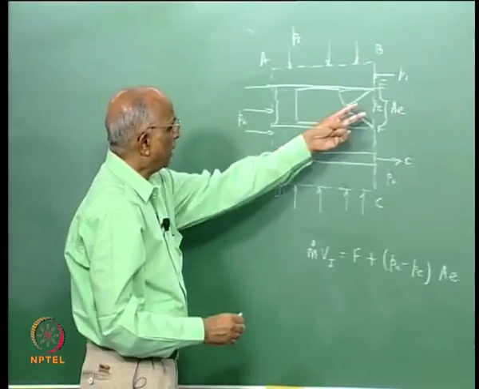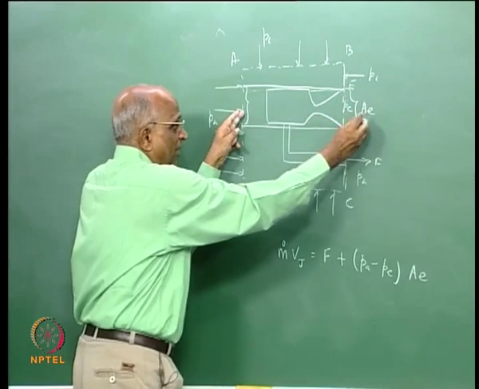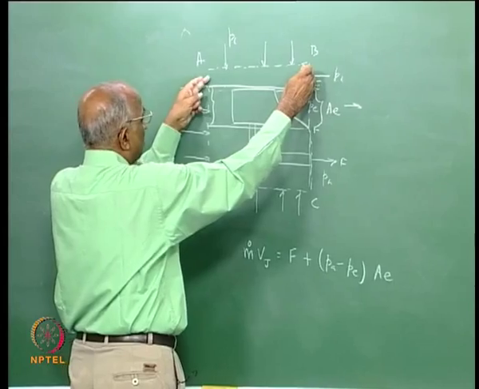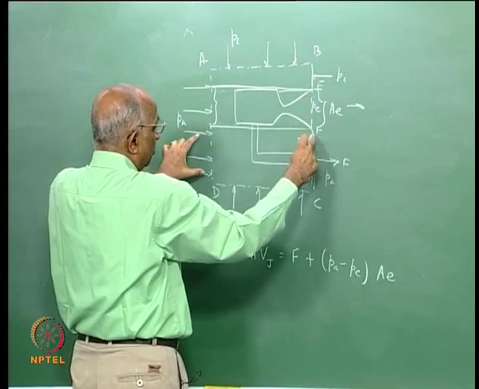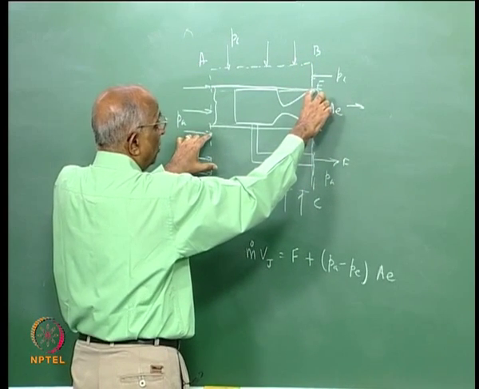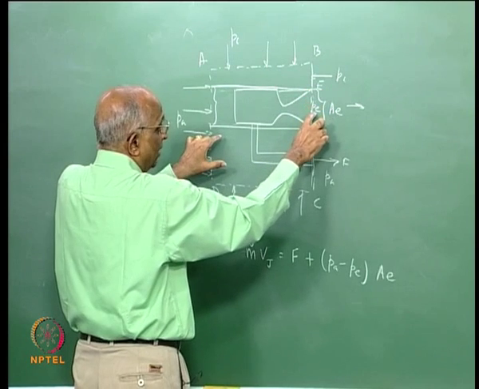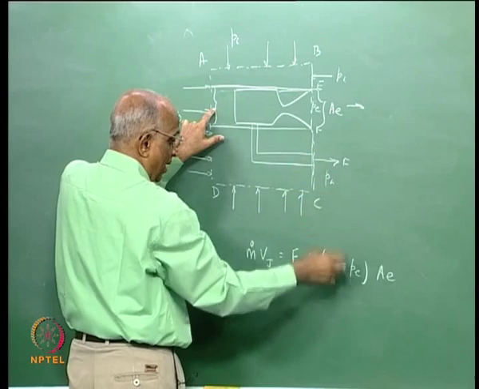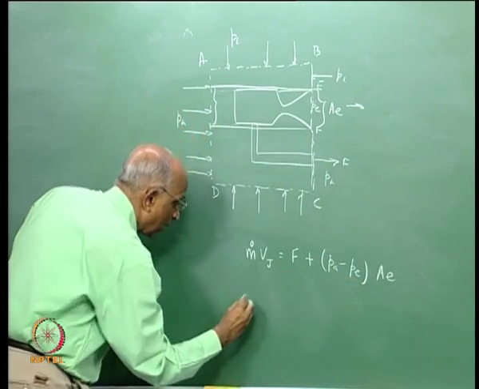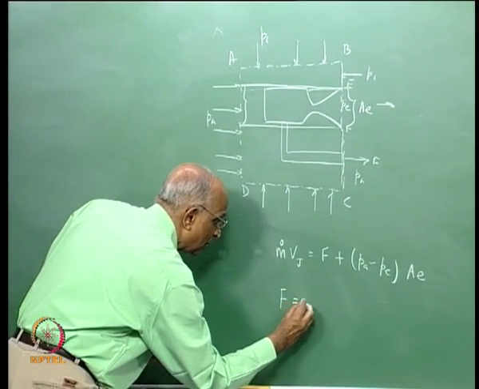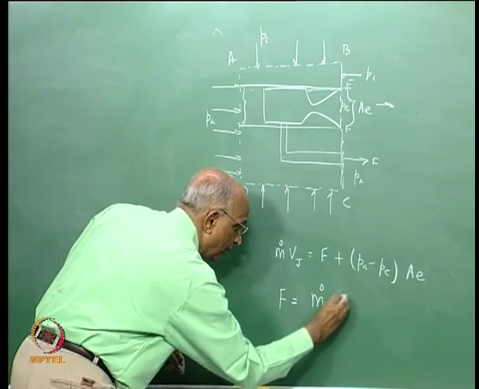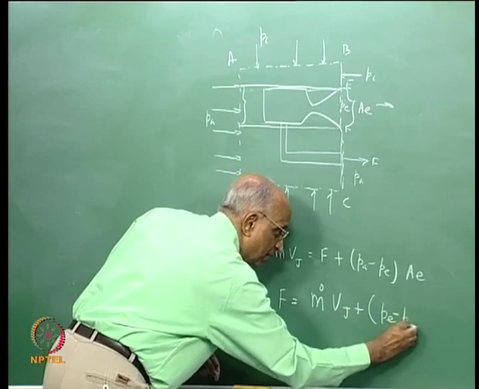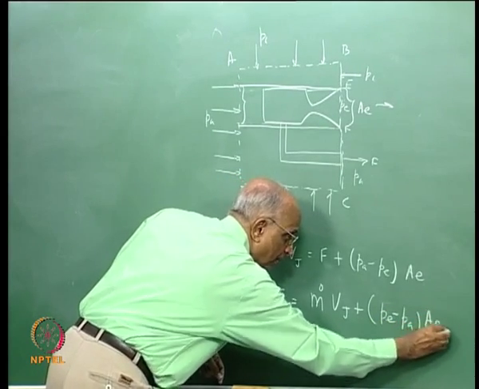Pa minus Pe, this is the unbalanced force in the axial direction, because in all other cases this pressure balances this part, this part balances this, and therefore only over Ae I have an unbalanced pressure: Pe into Ae in this direction, Pa into Ae in this direction. Therefore, I get the net thrust equal to m dot into Vj plus Pe minus Pa into the exit area.